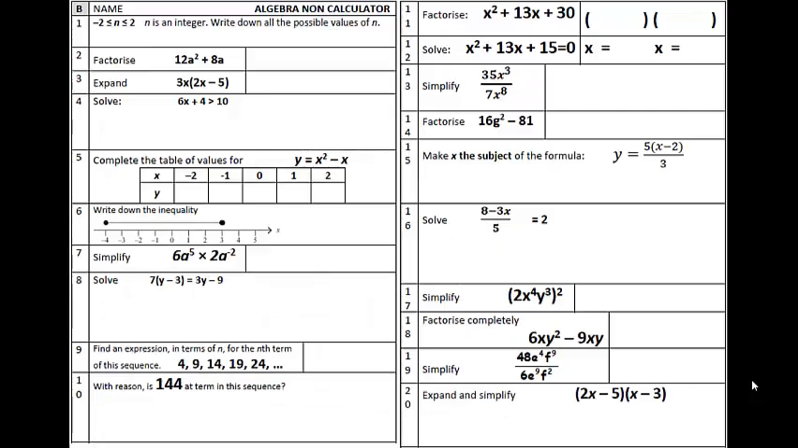This is the algebra non-calculator set B worksheet. Make sure you get the sheet ready and ready to look at it. Let's have a look at what the sheet looks like. This is what the sheet should look like, and we're going to get started on question 1.